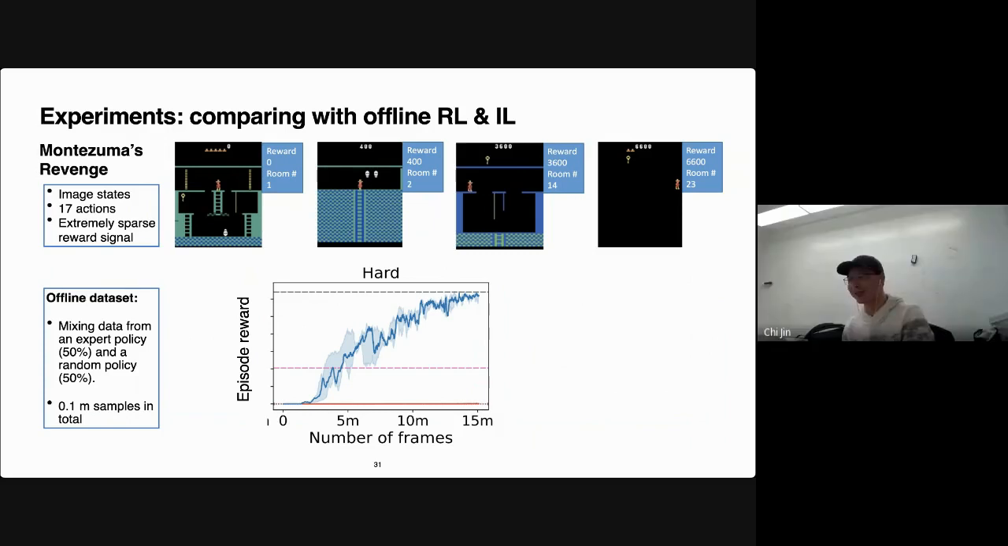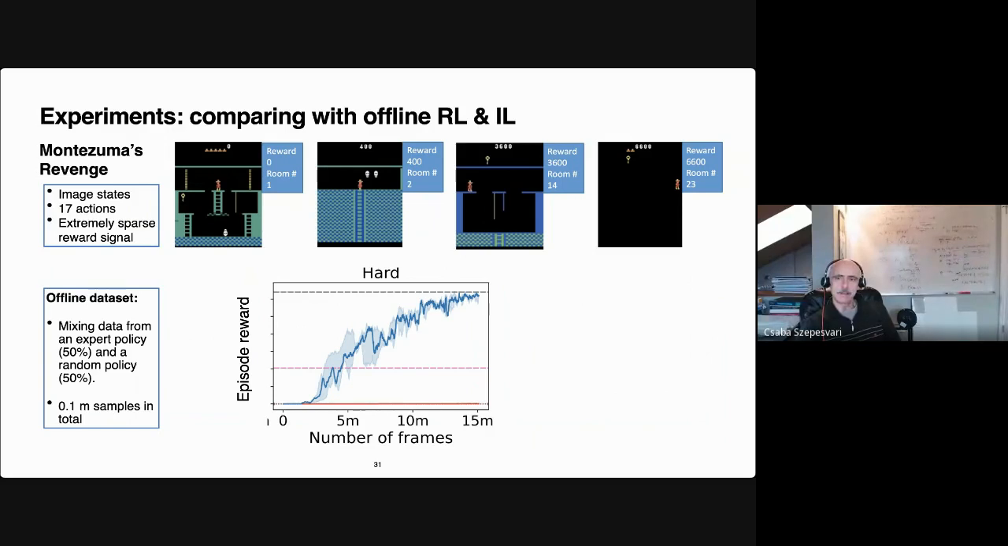I think Chava is next. Yeah, I can follow up to that. So maybe I have two questions. What's your guess? If you reduce the amount of data collected from the random policy, how would it impact the results? How important was it to actually include the random policy in the offline data collection phase?